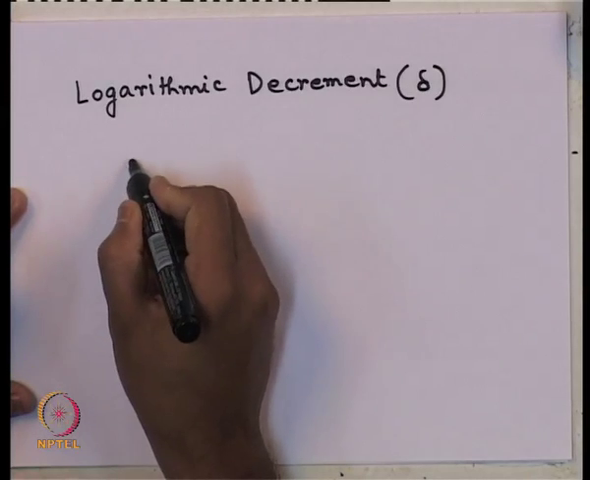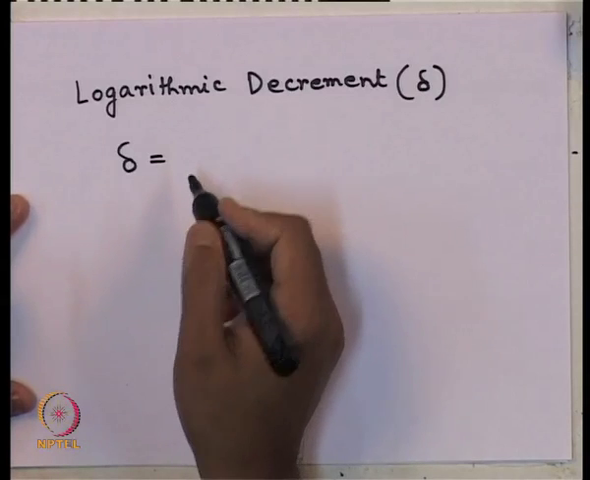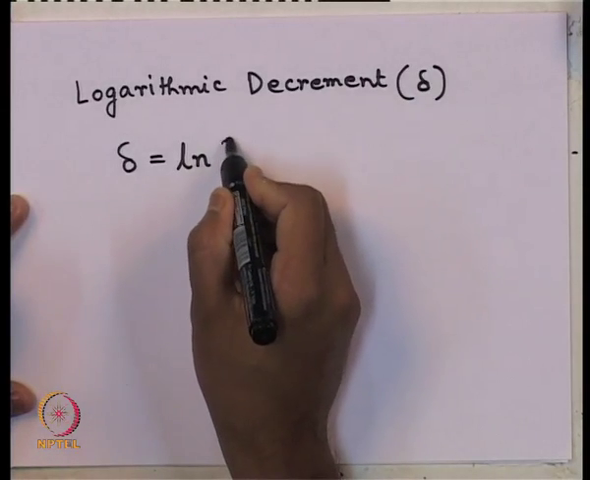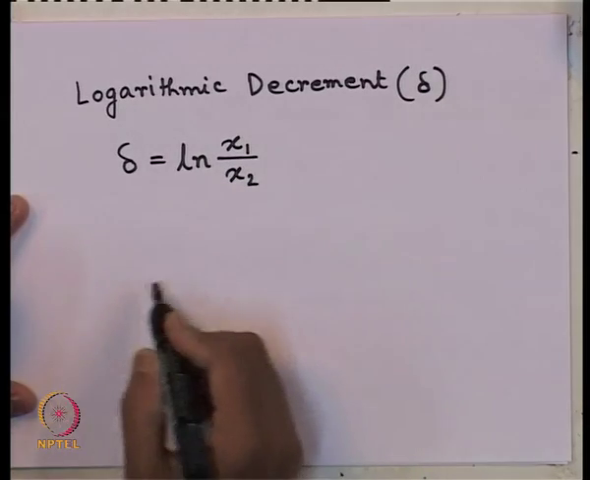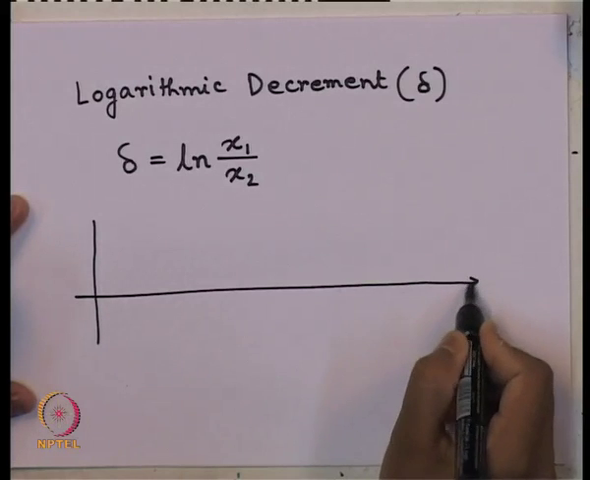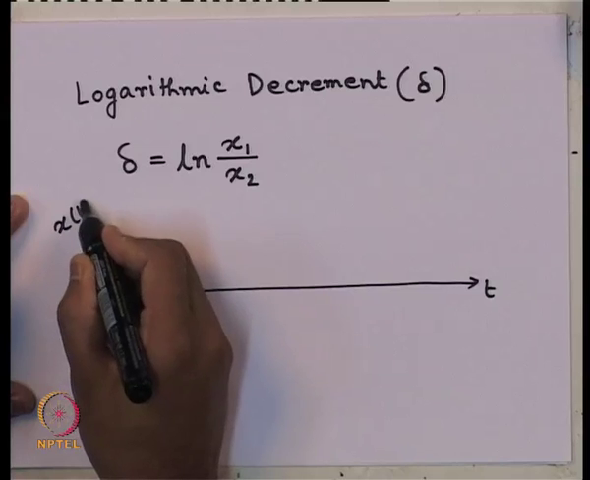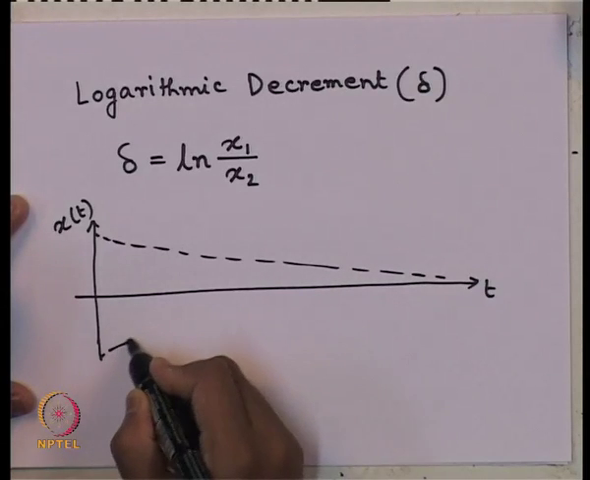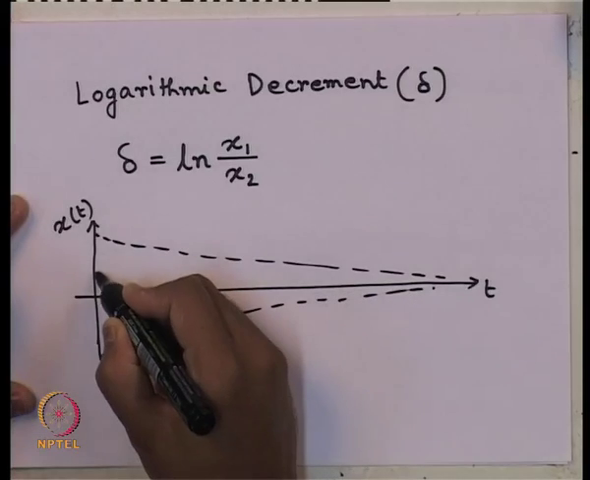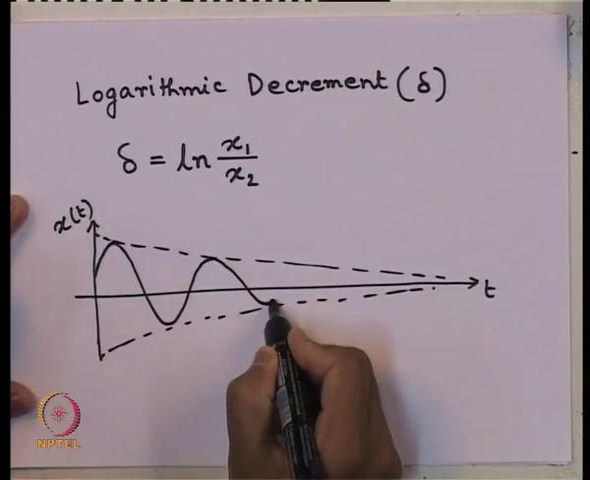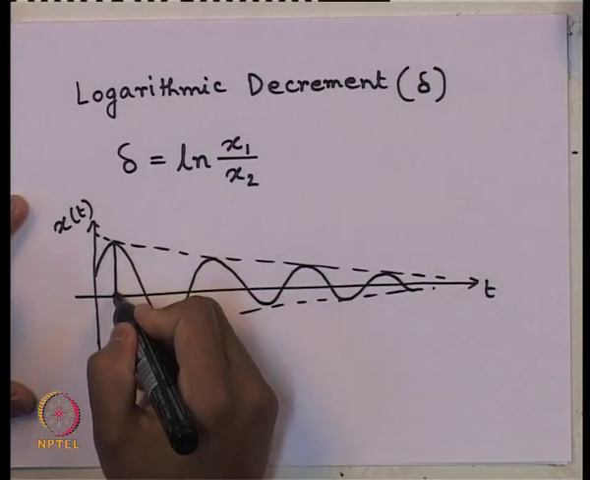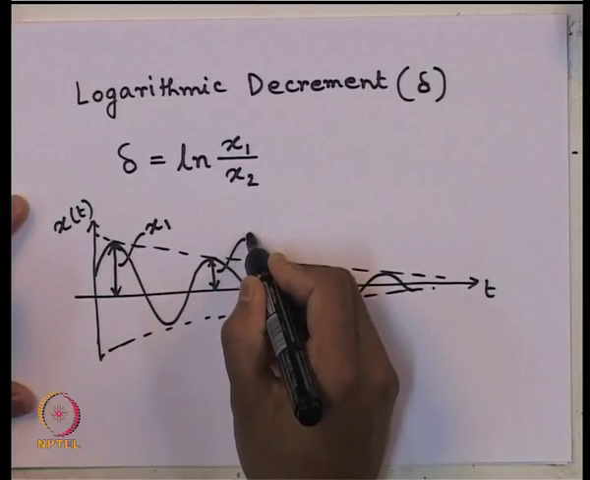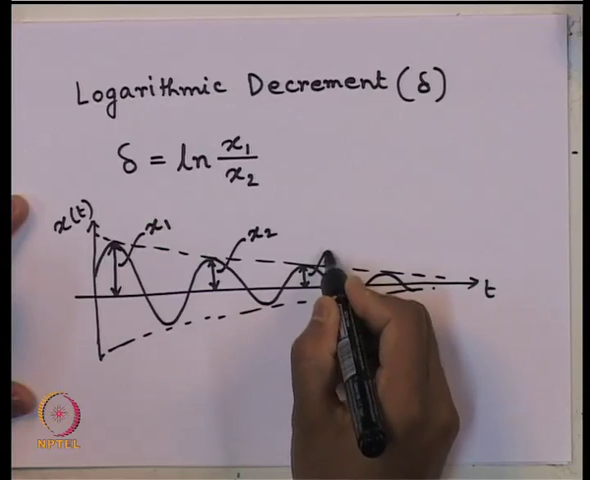So, how is it defined? Delta is defined as natural log ln x1 by x2, when we have the response x of t with a decay function like this, the envelope of the decay function. So this is say x1, this one is x2, this one x3.